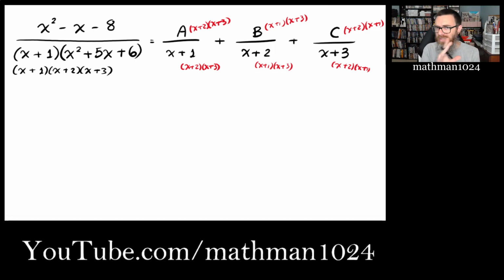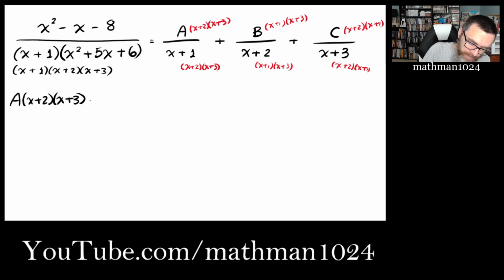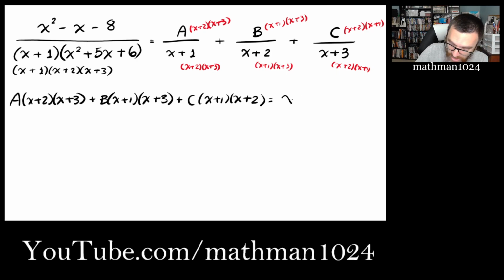Now I'm going to rewrite this a little bit differently. I'm going to put the unknowns here on the left, so A times x plus 2, x plus 3, plus B times x plus 1, x plus 3, plus C times x plus 1, x plus 2, is equal to the other numerator, x squared minus x minus 8.